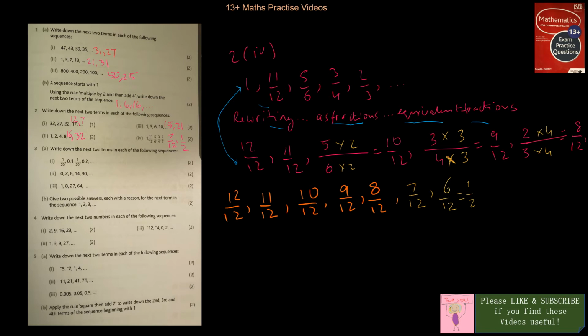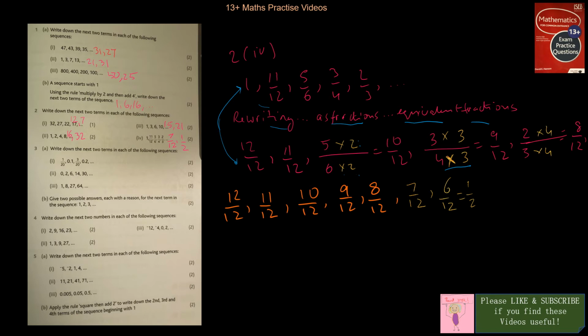5 by 6. Now this is converting to an equivalent fraction. The equivalent fraction of 5 by 6 is 10 out of 12. We multiply numerator and denominator by 2, so we get 10 out of 12, then 9 by 12, and then 8 by 12. So we're trying to change all the denominators to 12 so that it's easier for us to get to the next term.